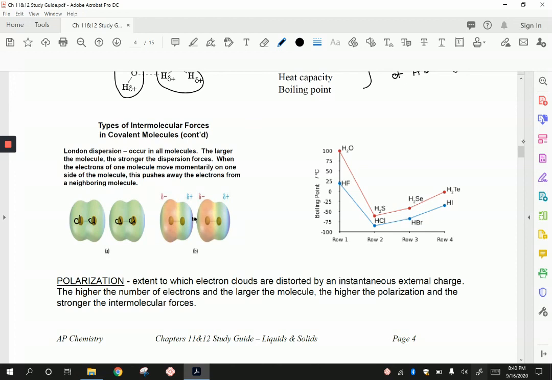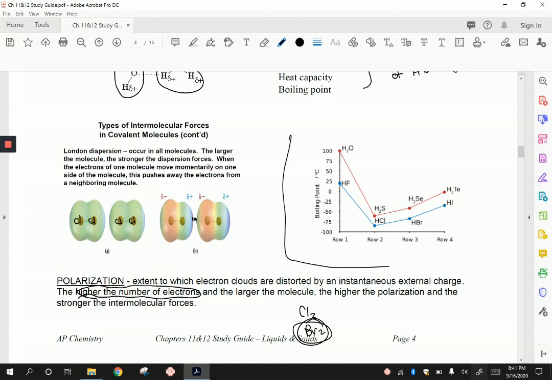So the key here is the higher the number of electrons. Some students talk about mass. It is not the mass, it is the number of electrons, and the size of the electron cloud is what matters, and the size of the molecule. So if I have Cl2 versus Br2, Br2 would have stronger London dispersion than the chlorine because there are more electrons and a bigger molecule. So there's more polarization, higher polarizability.